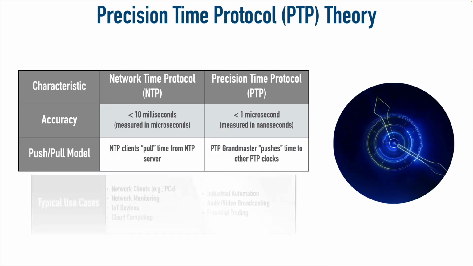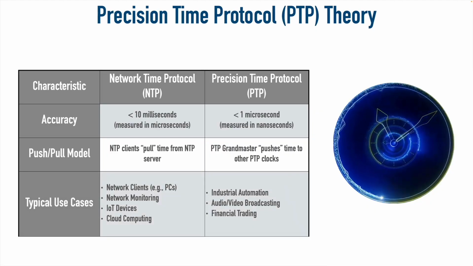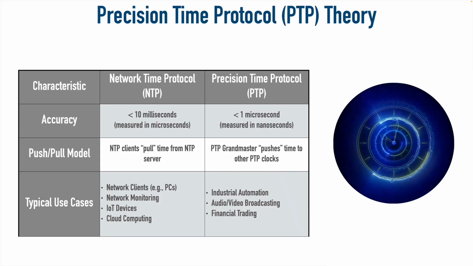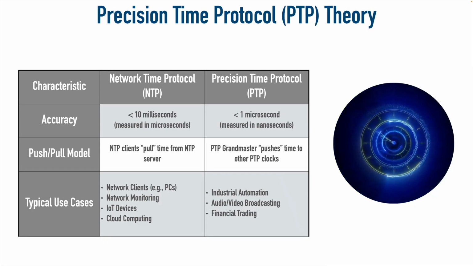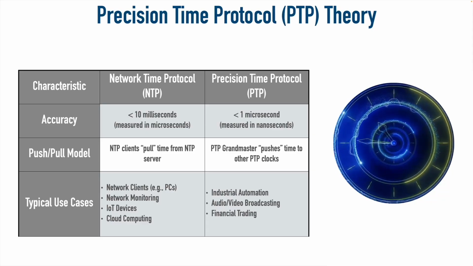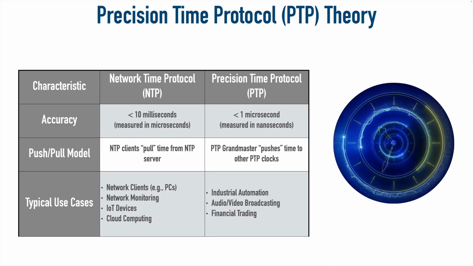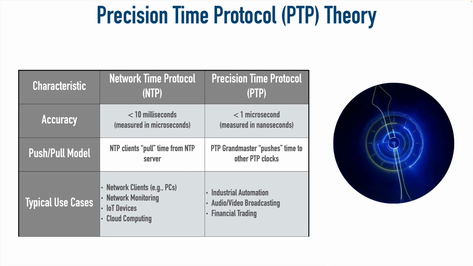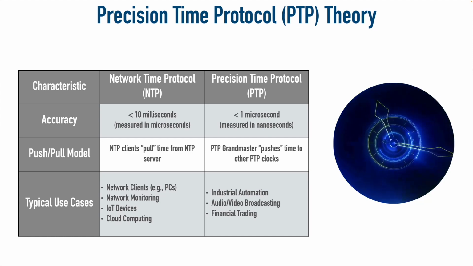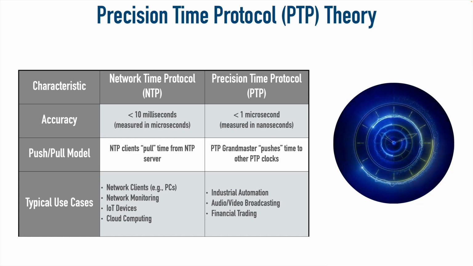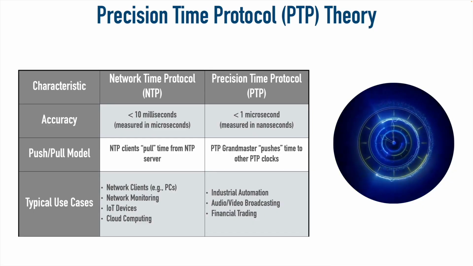Well, we don't always need that level of precision. NTP is still great for synchronizing time with network clients like PCs, doing network monitoring and checking logs. It's great for Internet of Things or IoT devices, and it's also great for synchronizing with cloud computing resources. But PTP might be used in industrial automation as an example, where we have an automated factory and robots and things have to be very precise. Or we might use PTP in audio-video broadcasting to synchronize all of our streams. Or financial trading is another one.